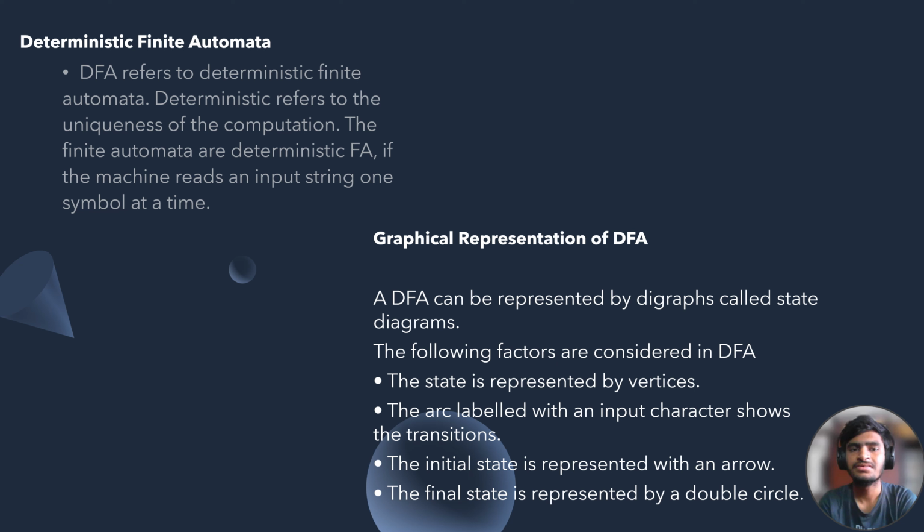What is DFA? DFA is deterministic finite state automata. Deterministic refers to the uniqueness of the computation. If the machine reads an input string one symbol at a time, it can be represented with states as vertices. The arc labeled with an input character shows the transitions. The initial state is represented with an arrow in front of it, and the final state is represented by a double circle on the vertex.